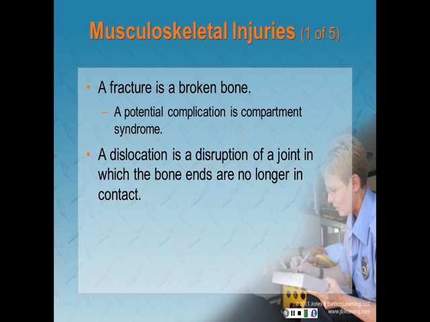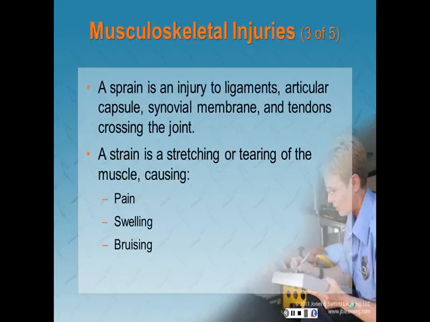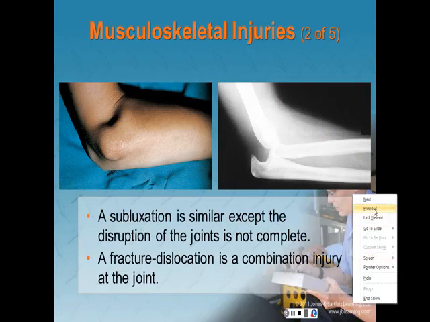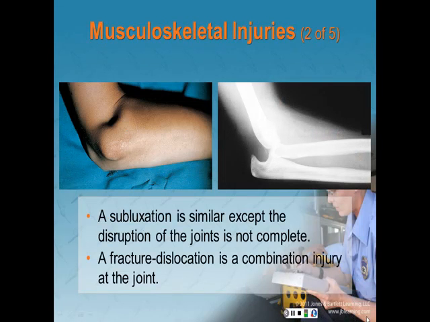A dislocation is a disruption of a joint in which the bone ends are no longer in contact. The supporting ligaments are often torn, usually completely, allowing the bone ends to separate from each other. A subluxation is similar to a dislocation, except the disruption of the joint is not complete. Therefore, it is an incomplete or partial dislocation of a joint.